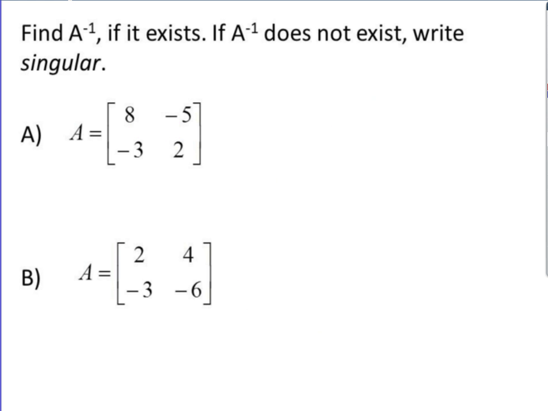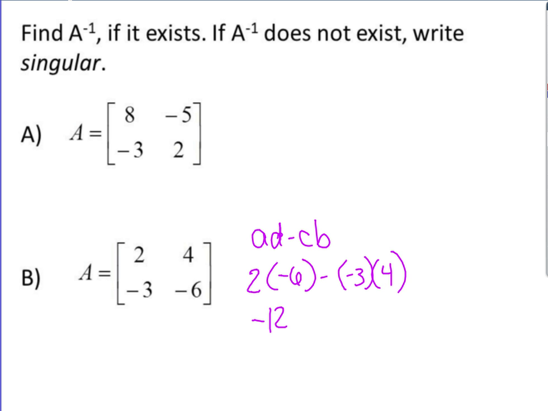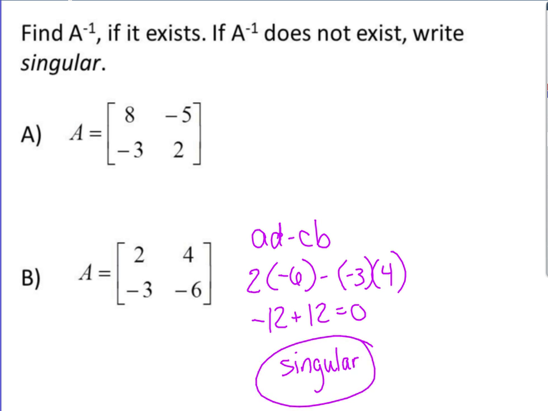If we look at example B, we need to check our AD minus CB first. So we're going to do 2 times negative 6 minus negative 3 times 4. This is going to give me negative 12 plus 12, which is 0. So that means this matrix is singular, which means there is no inverse.